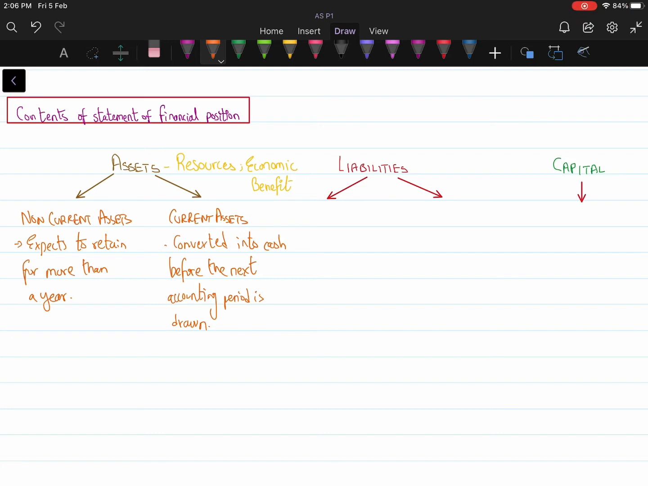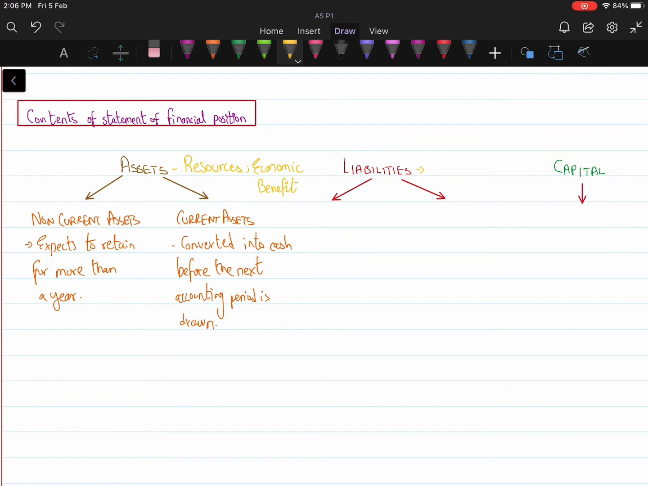Now, the other head of account, which is exhibited or shown in the statement of financial position, is something known as liabilities. Liabilities are the amounts that a business would owe to other businesses, or the amounts that a business would owe to third parties. And just like assets, liabilities can be classified or categorized into two different portions, one being the non-current liabilities and the other being the current liabilities.